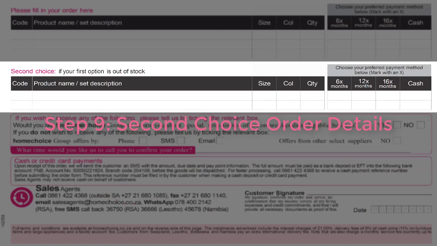The second choice order details section is completed for the customer's second choice order option. She must indicate a second option if her first choice order is out of stock at the time of processing the order. This allows you to pitch a second product to the customer. The information required in this section is exactly the same as the previous section.